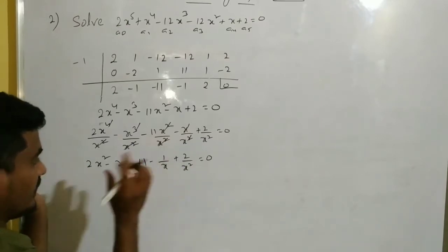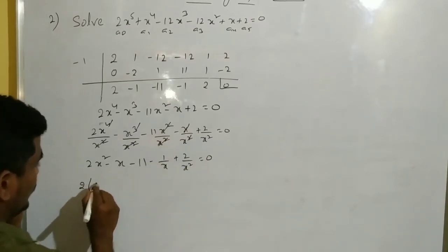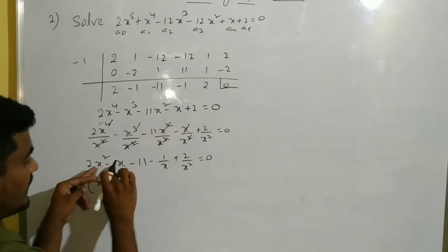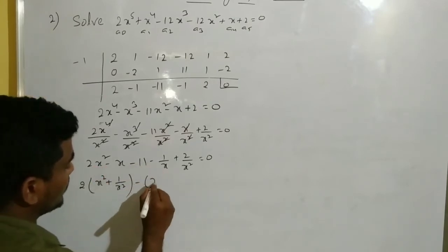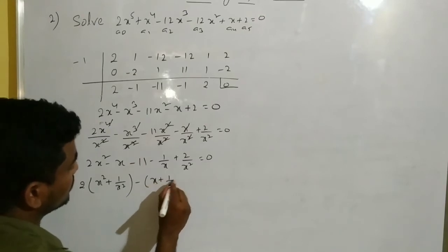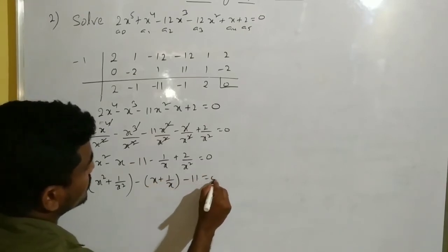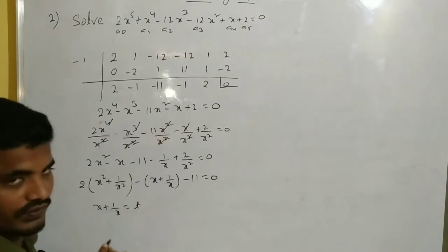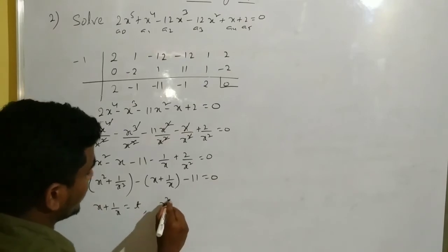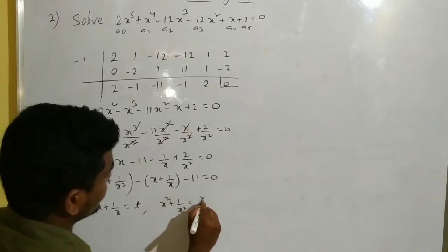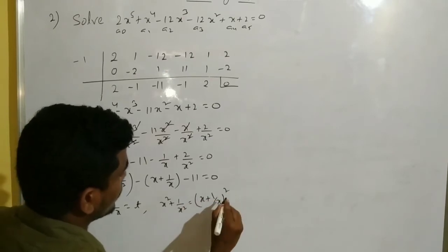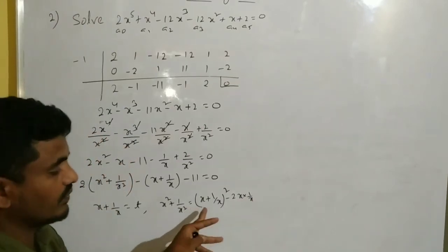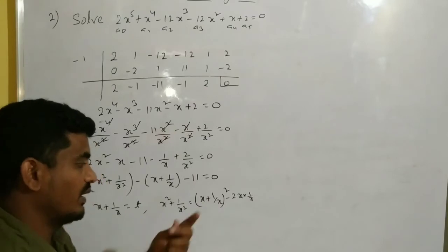After getting this, we have to take the square terms together: 2 of x square plus 1 by x square, and next the x terms also, but before the x terms there is a minus symbol, so we are taking minus as common, minus 11 equals 0. After getting this, we take x plus 1 by x equals t. Then x square plus 1 by x square equals x plus 1 by x whole square minus 2 into x into 1 by x. Previously, a square plus b square equals a plus b whole square minus 2ab. That formula I am applying here.